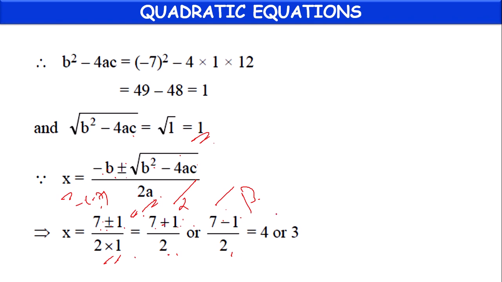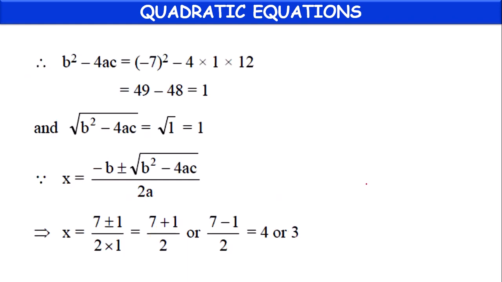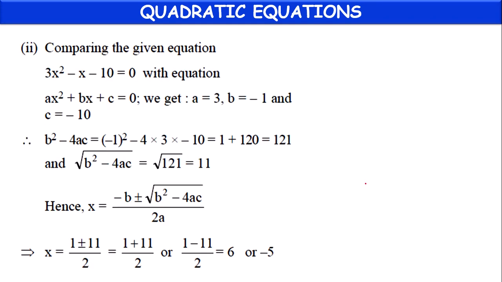7 plus 1, 8 by 2 equal to 4. 7 minus 1, 6 by 2 equal to 3. So alpha equal to 4, beta equal to 3. These two are the roots of the given equation. So we were able to find them by using the quadratic formula.